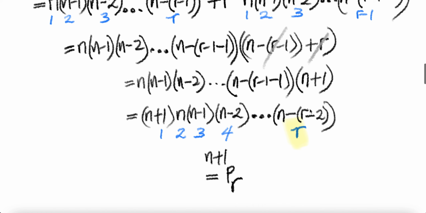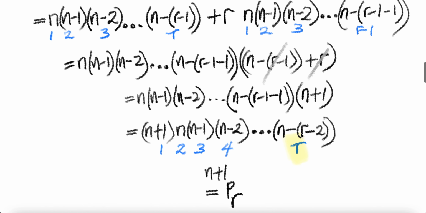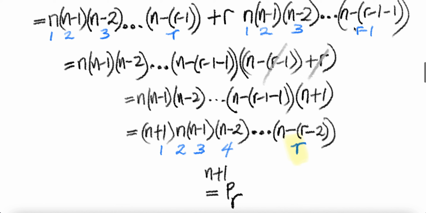Sorry, this is r minus 2, right? So if we start from here and count all the way down to here, this is now the r-th term, not the (r-1)-th term.